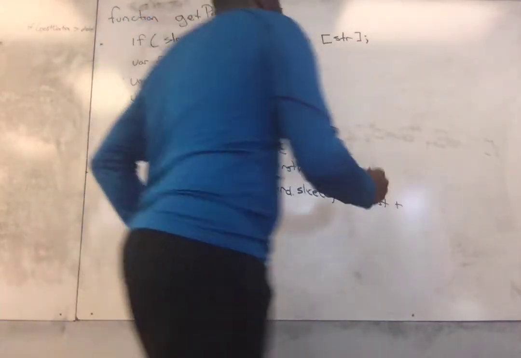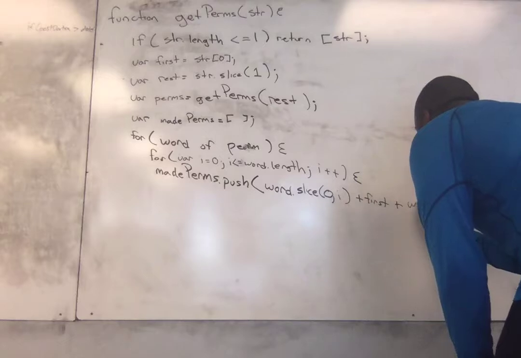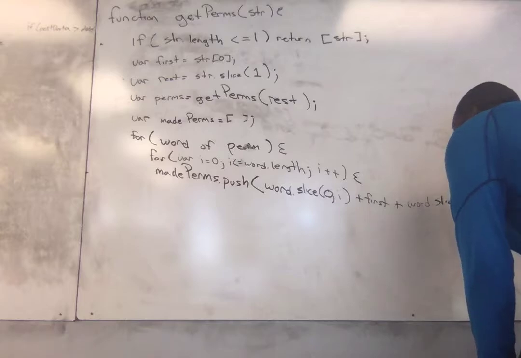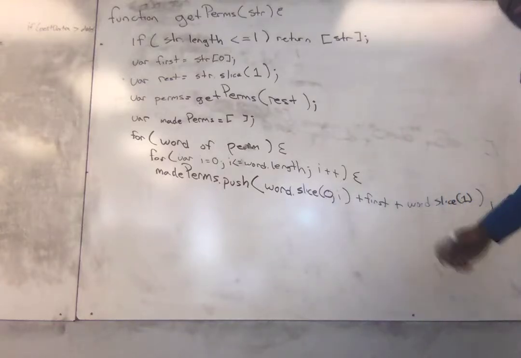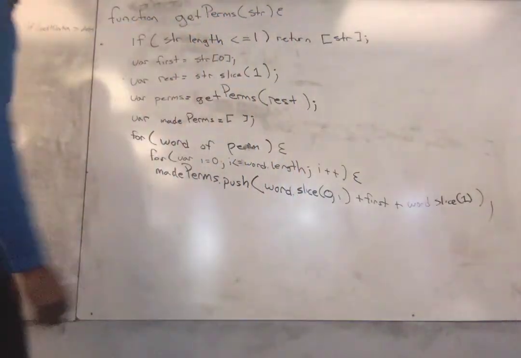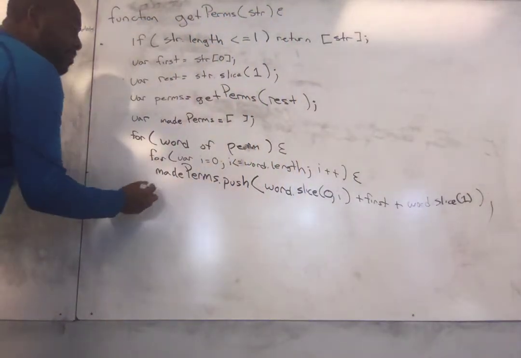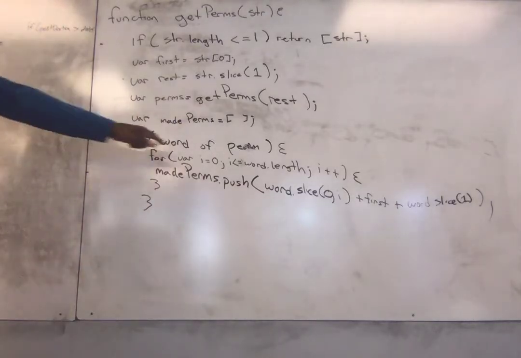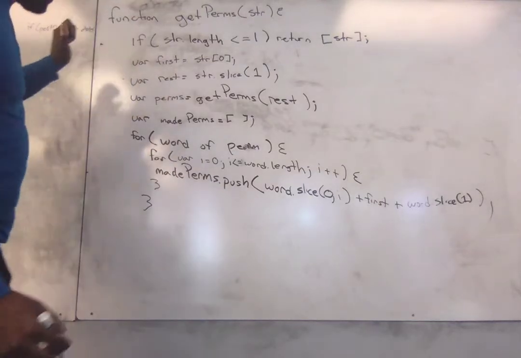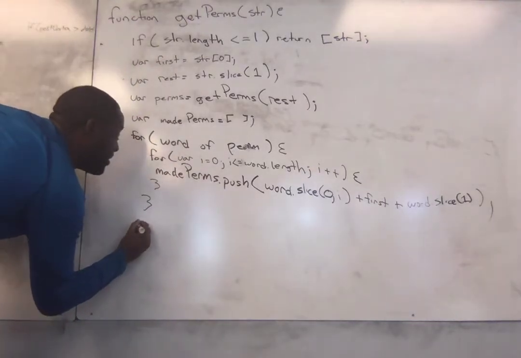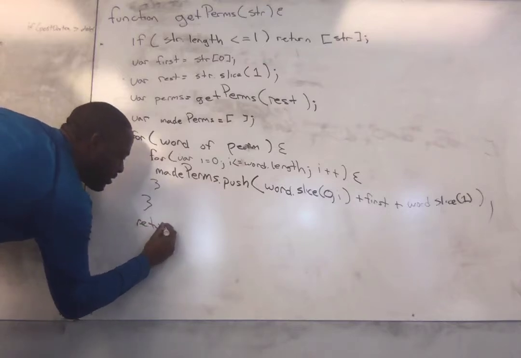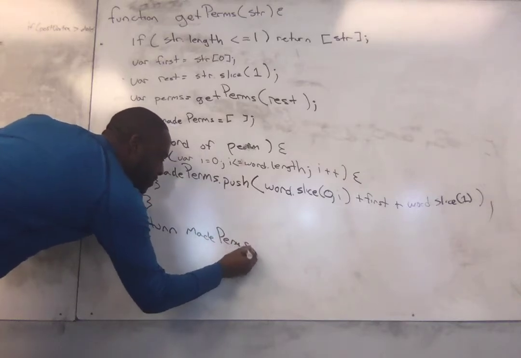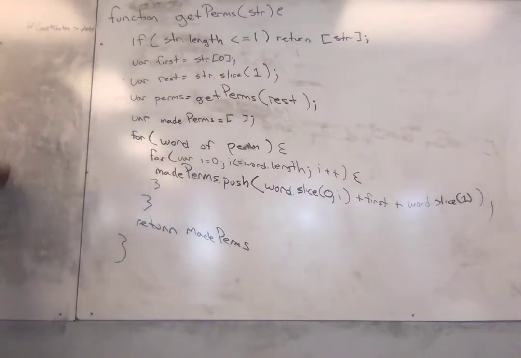But we'll say word.slice i, plus the first character, plus, still on the board? Cool. And then we'll say word.slice 1. Make sure I grab everything. Cool. Sorry about my little sloppy writing. All right, so that's pretty much that. And then what we're going to do is return all the permutations we made back to the function that called us. So we'll say return madePerms. So all the perms we made. And there we have it.